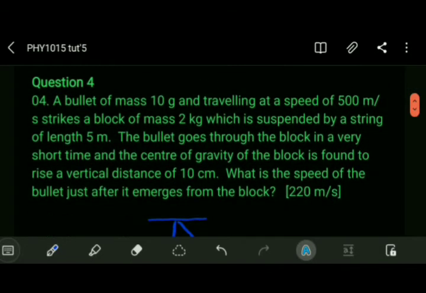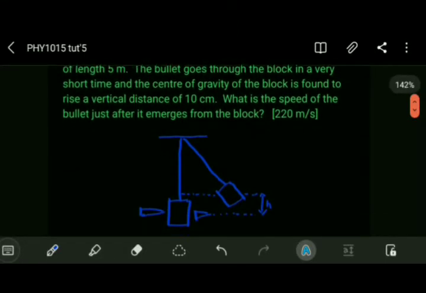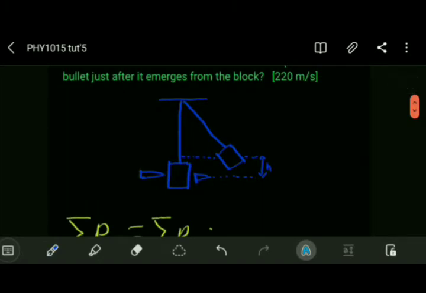Let's see question 4. We have this setup here. We have this bullet hitting the block, and after hitting the block, this bullet emerges on the other side, of course, with some final speed.